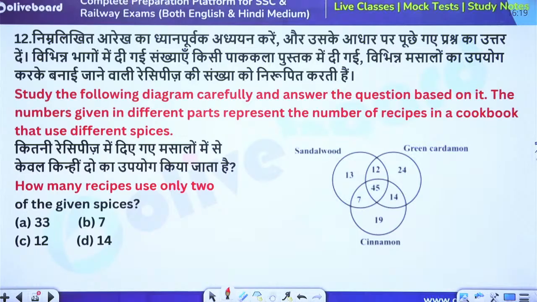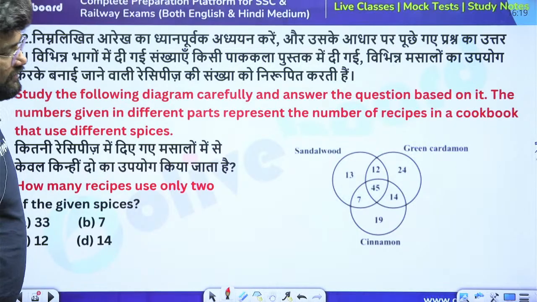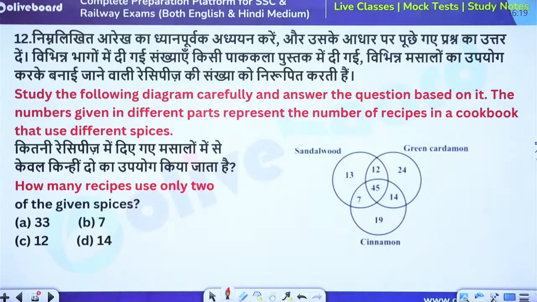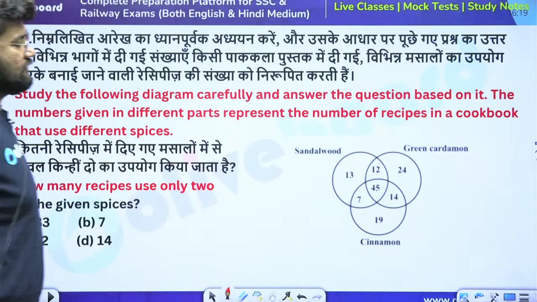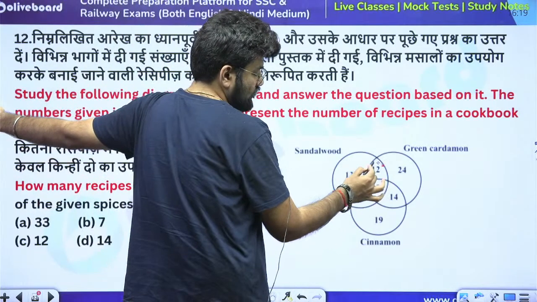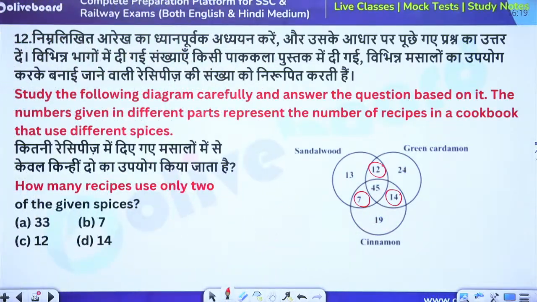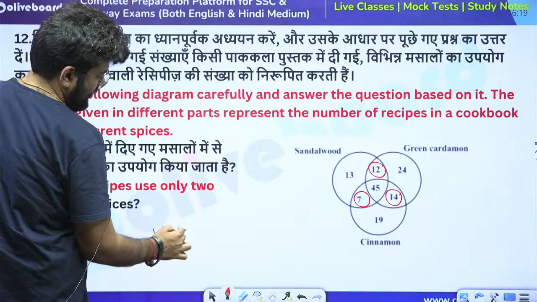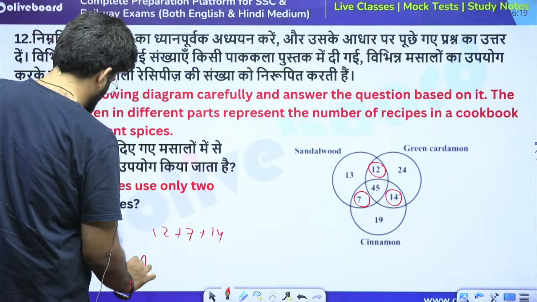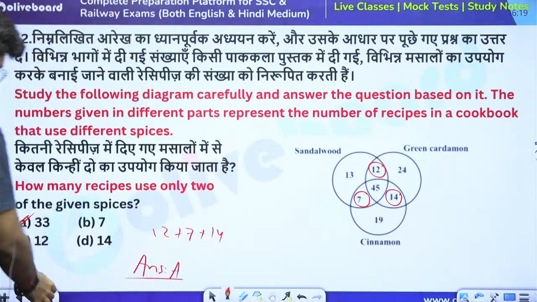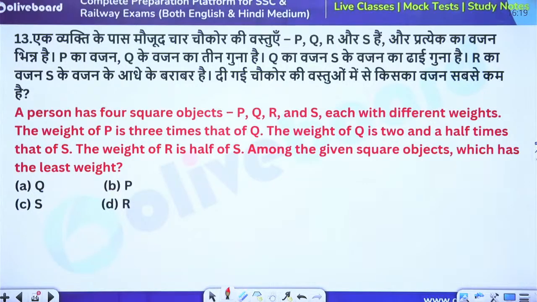How many recipes use only 2 of the given spices? Sandalwood, green cardamom, cinnamon. Only 2. Only 2 specifically. So 12, 14 and 7. So that is 19 and 14, which is 33. Option A. Next. Correct. Good sign. Very good.